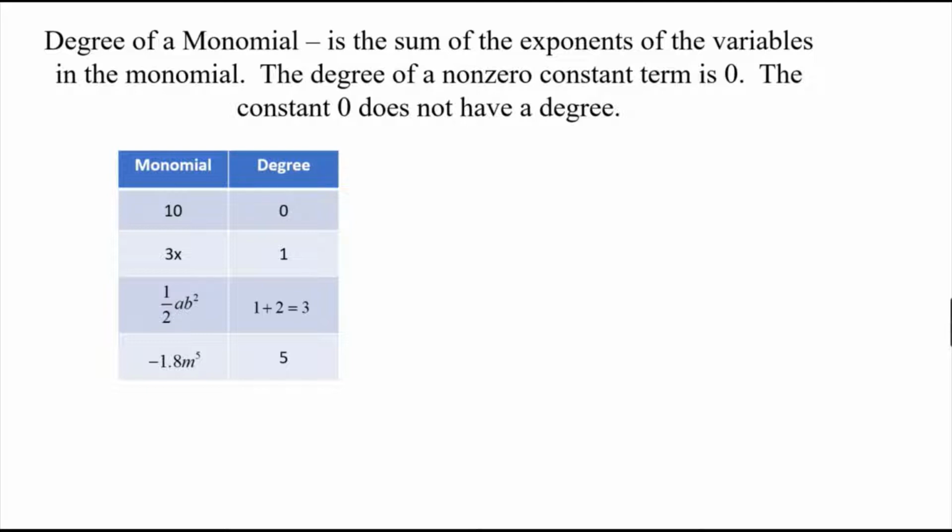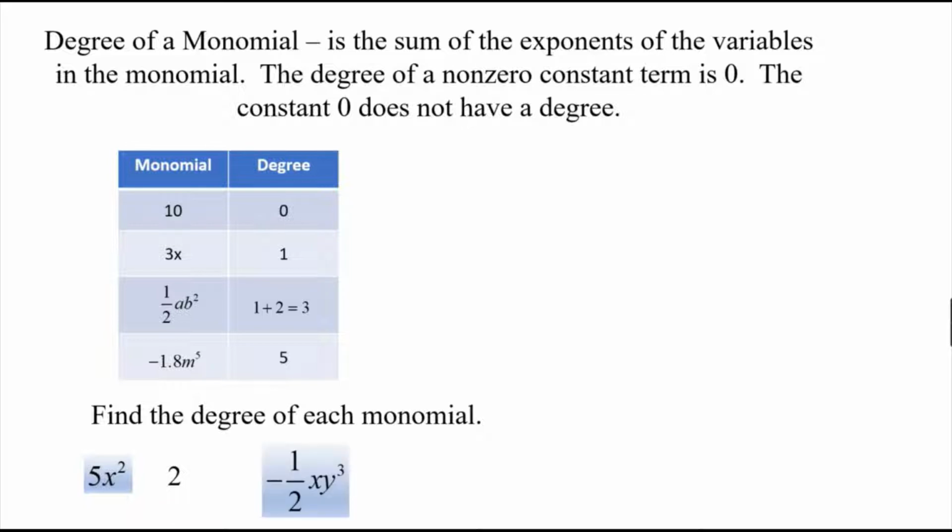Negative 1.8 m raised to 5. The variable is m with the exponent of 5. Therefore, the degree is simply 5. Now, find the degree of each monomial below. 5x raised to 2. Notice that you only have the variable x there, and the exponent is 2. Therefore, its degree is simply 2.